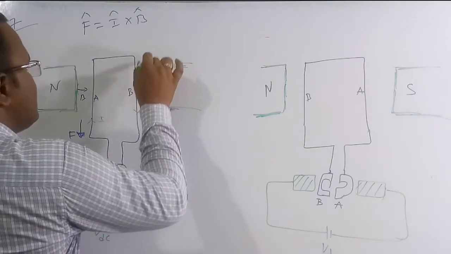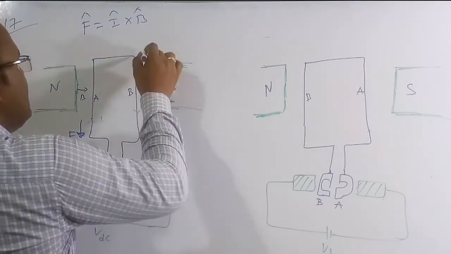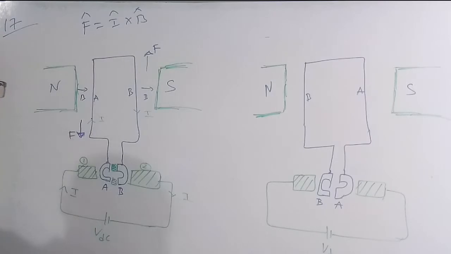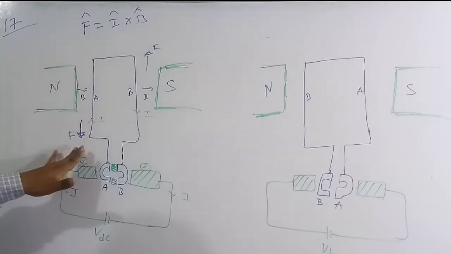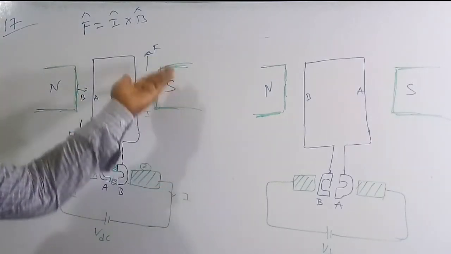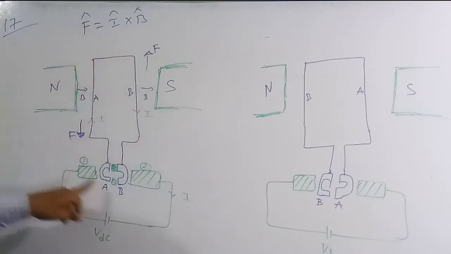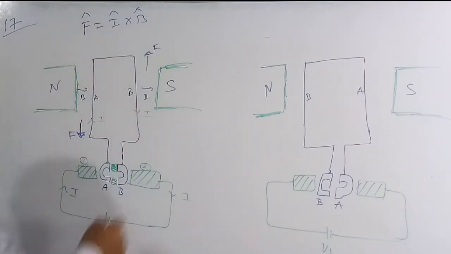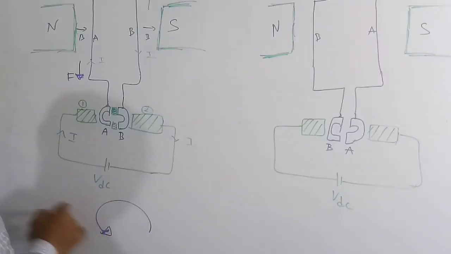So therefore on connector B, the force will be upward. So from one connector the force is downward and on the other connector the force is upward. Therefore this motor is going to rotate in this fashion, anti-clockwise.